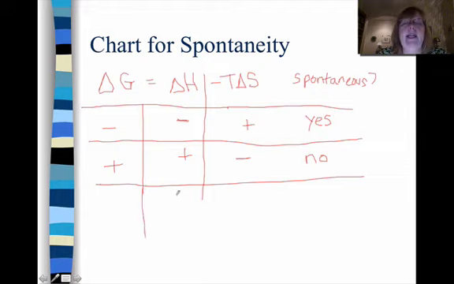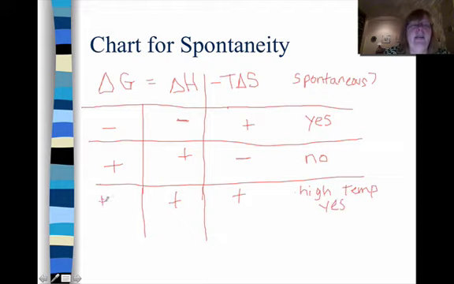Let's say that it is not favorable because it's endothermic, but it is favorable with our entropy. We're increasing in our disorder. Well, is this reaction spontaneous? Yes, no. It's going to depend on the temperature. At high temperatures, it will be spontaneous. At low temperatures, it won't. Okay, so delta G could be positive or it could be negative, and it's going to depend on the temperature.